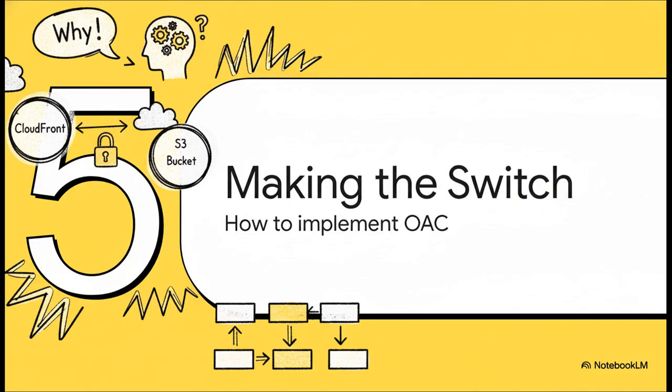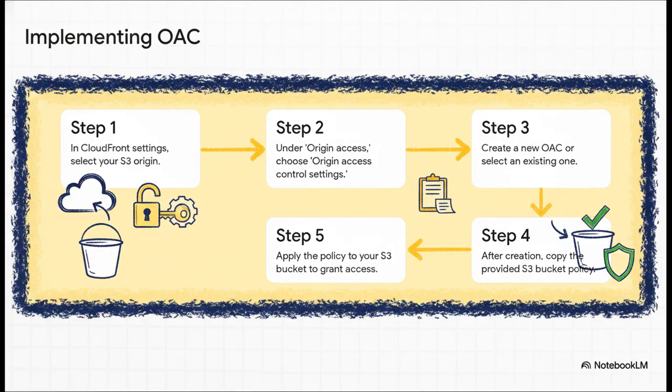But how do you actually set it up? Because as a solutions architect, you've got to know the how just as much as the why. The great thing is AWS made this process super straightforward. When you're in your CloudFront settings for your S3 Origin, you just pick Origin Access Control settings.